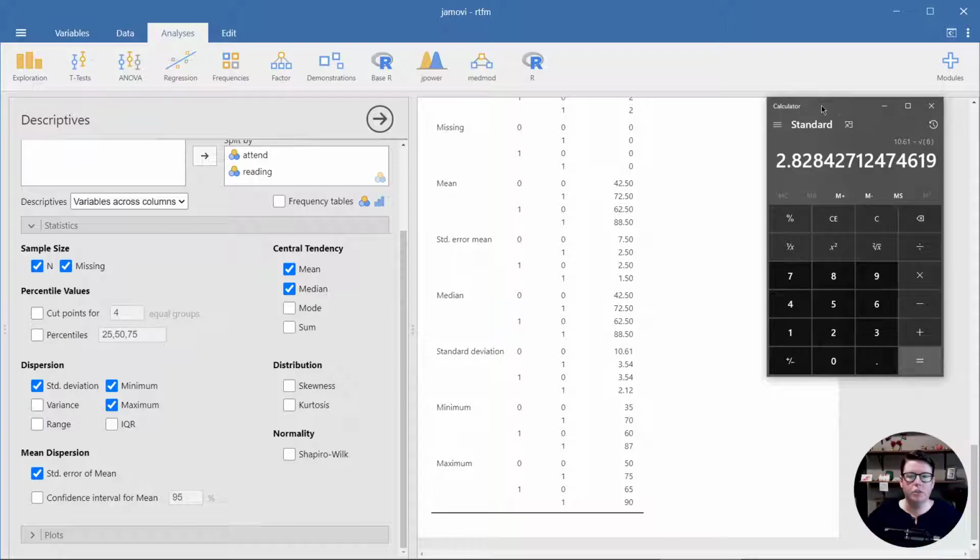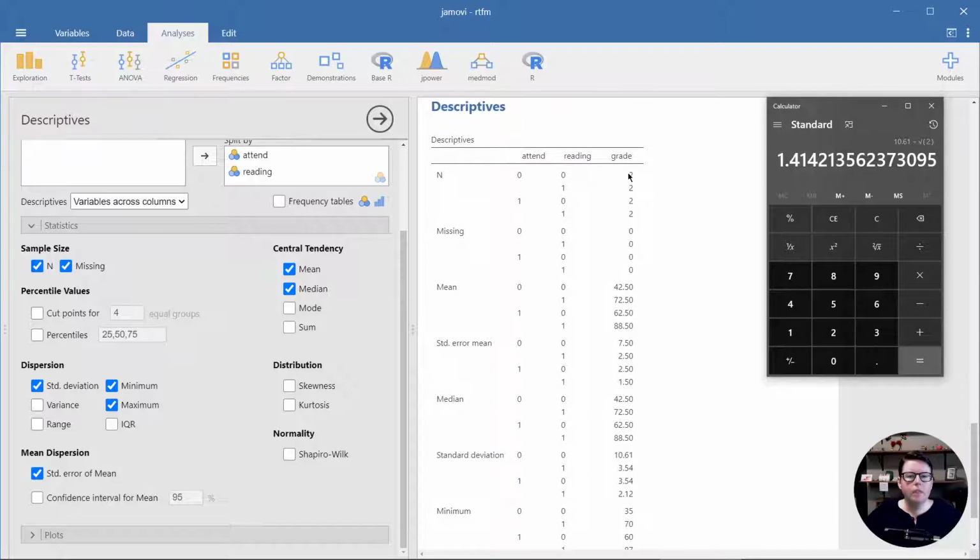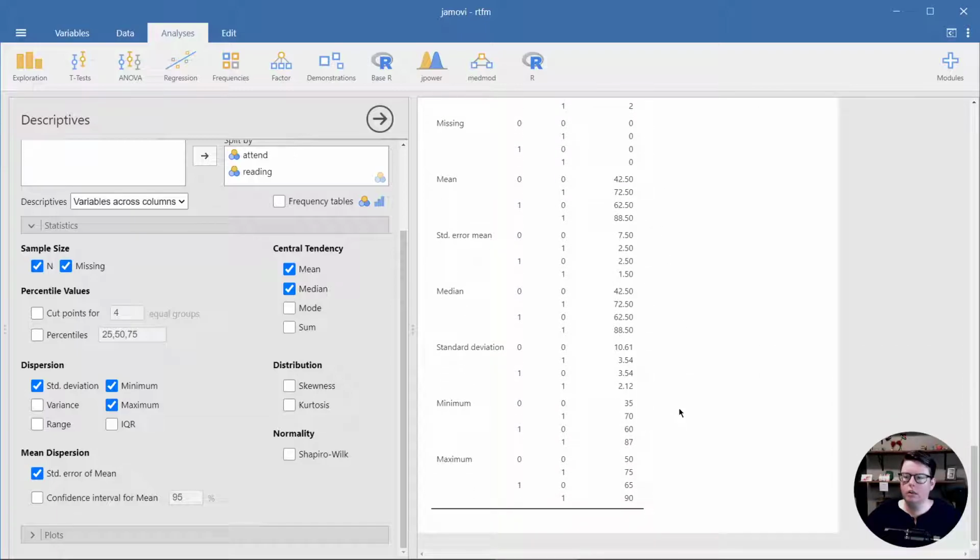Oh, maybe because it's 2. Technically 2. Divide by the square root of 2. 10.61 divided by the square root of 2. 1.41. Still not quite getting it. I don't know why. Because, right, there's 2 right here.